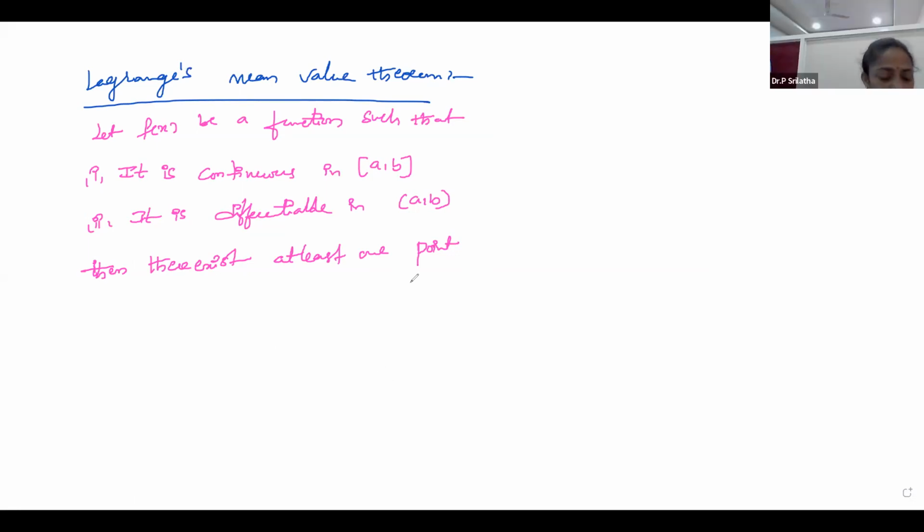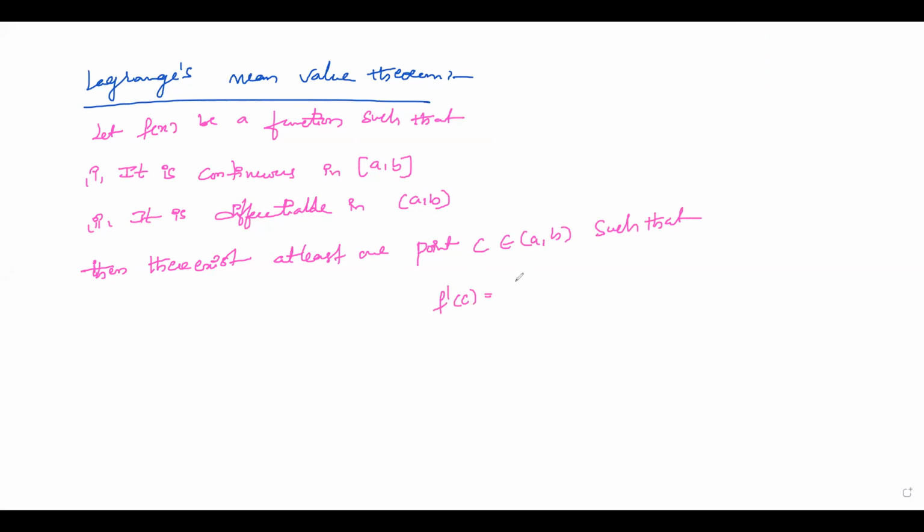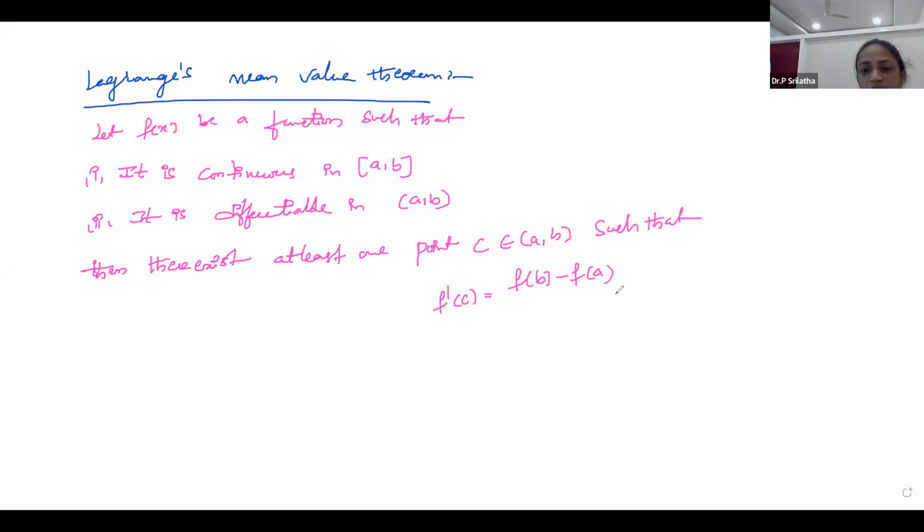Yes. What is our next step? Then there exists at least one point c belongs to open interval a comma b, such that what is the main formula? f dash of c equal to f of b minus f of a divided by b minus a. Okay, so this is our main formula.